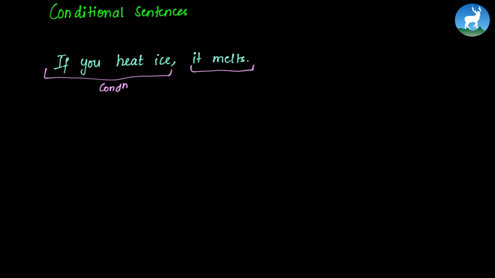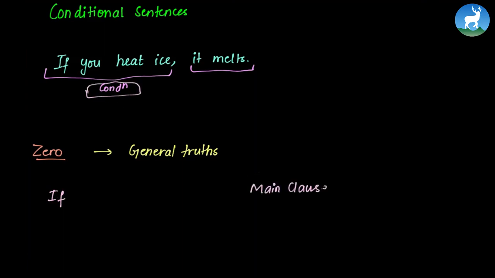Now we have several types of conditional sentences. The first one we will go through today is the zero type. In zero type, we basically use it for general truths. In case of general truth, the tense is always present tense. So we have two parts for a conditional sentence: the if part, that is the condition part, and then the main clause. The main clause is the resulting clause. So for zero condition, we have the if clause in simple present and the main clause also in simple present.